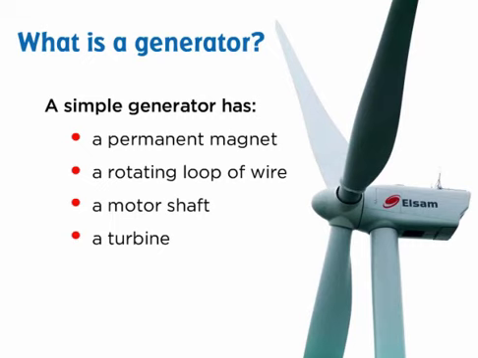What is an electric generator? An electric generator turns motion into electrical energy. It is the opposite of a motor. It changes mechanical energy into electrical energy. A simple generator has many of the same parts as a motor.